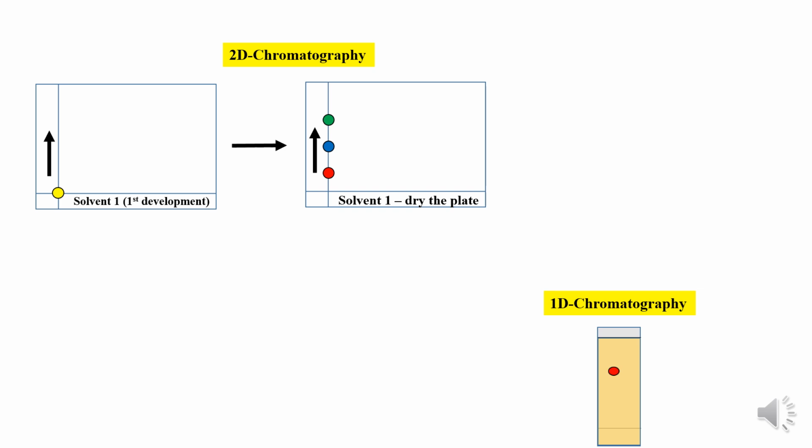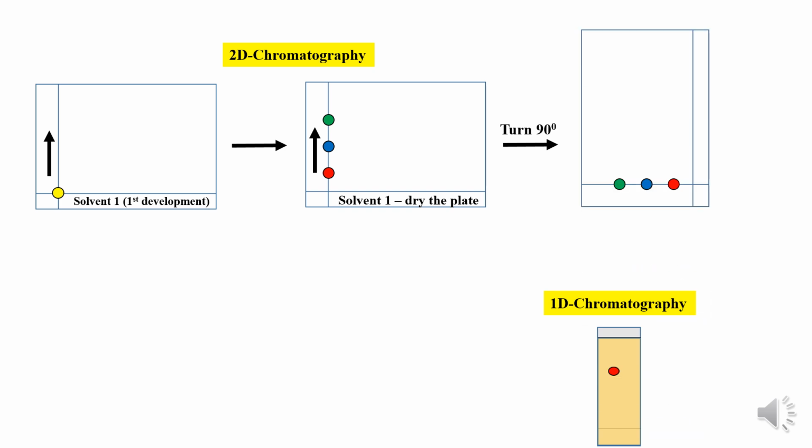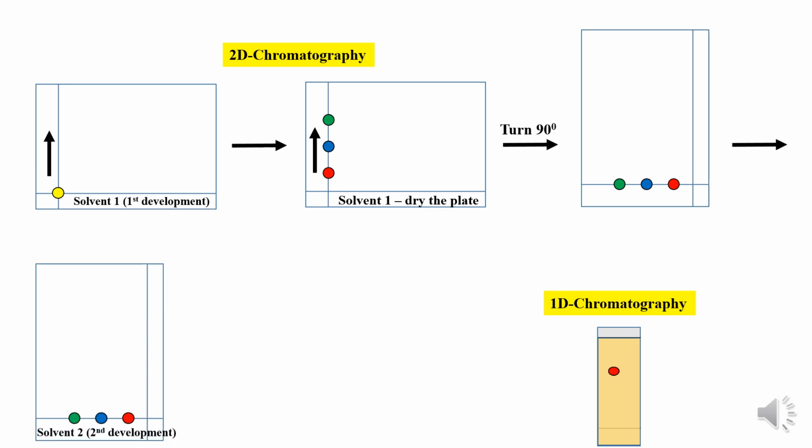Now after the separation is done, dry the plate and turn the plate at right angle by 90 degrees. And now carry out the separation with a second solvent. And remember, the arrow indicates the direction of development. It indicates the direction in which the solvent flows through the stationary phase.